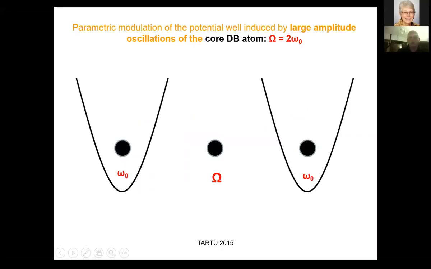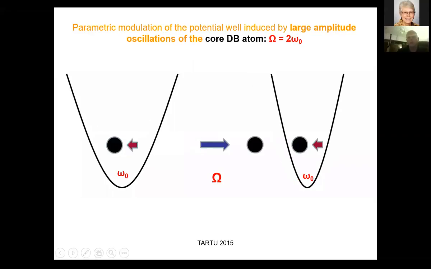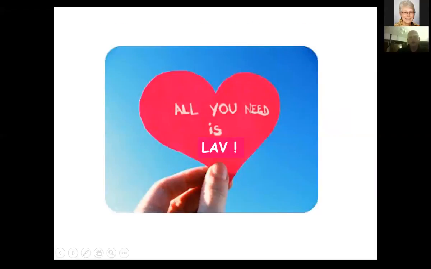What we need is, for instance, these three atoms oscillating like this. One of the atoms should oscillate with a very large amplitude as compared to usual amplitudes of phonons, and thus make its neighbors, let's say, experience these oscillations of the potential wells. But why? My message is, all you need to understand it is LAV.